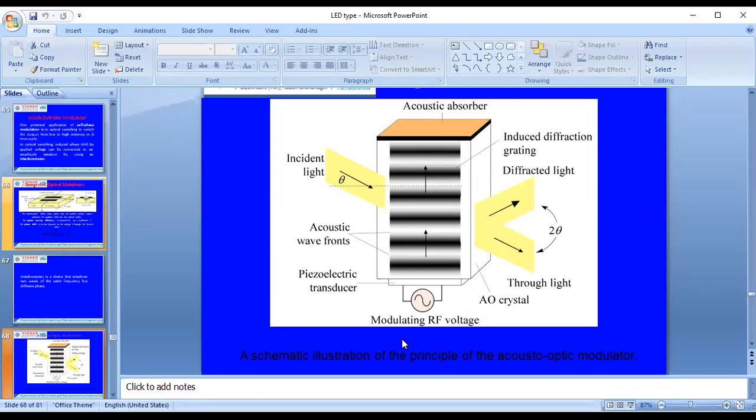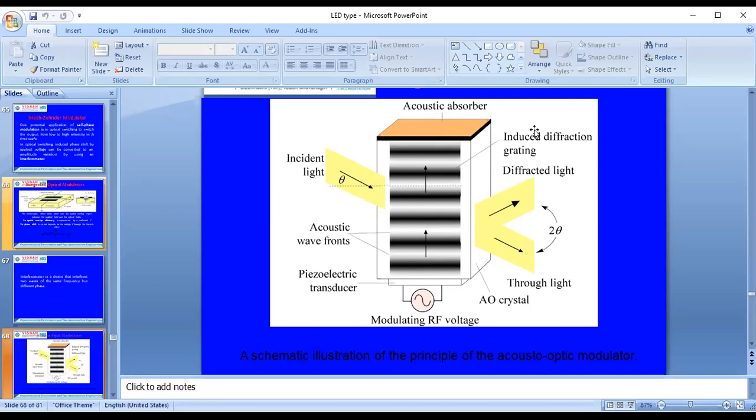Okay, and this acousto-optic modulator principle depends on this construction. So it is an acousto-optic crystal, an acoustic absorber, where we will place an acousto-optic crystal, AO crystal. Once the radiation of light is incident at some angle, it is absorbed by this crystal, which can induce a change in the diffracted light.